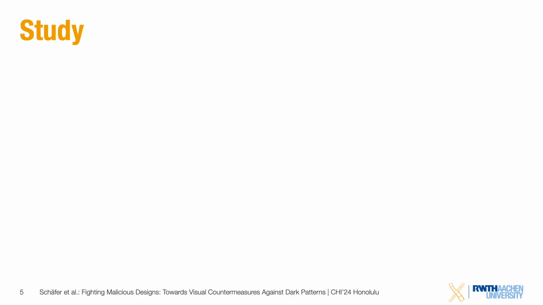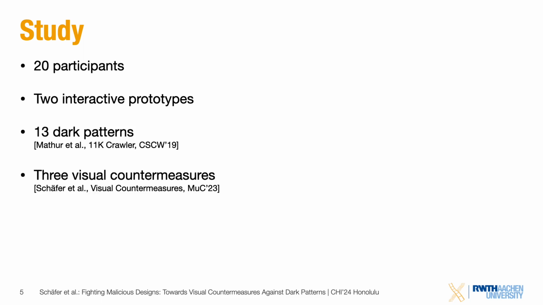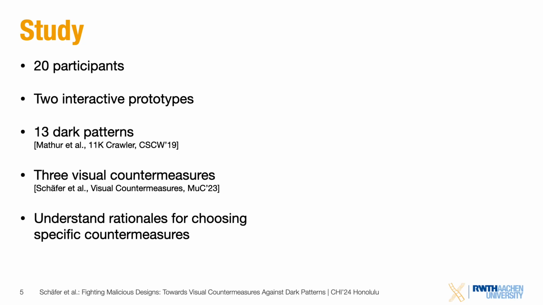We conducted a study where 20 participants were given 2 interactive prototypes. Overall, we embedded 13 different dark patterns in these prototypes. The dark patterns are based on the taxonomy by Mathur et al. from 2019. To counteract them, we created modified versions of each pattern that matches one of the 3 visual countermeasures that we introduced last year. Our goal was to understand the rationales for choosing the specific countermeasure against each of the 13 dark patterns.